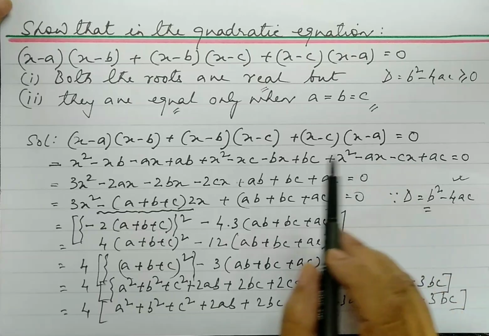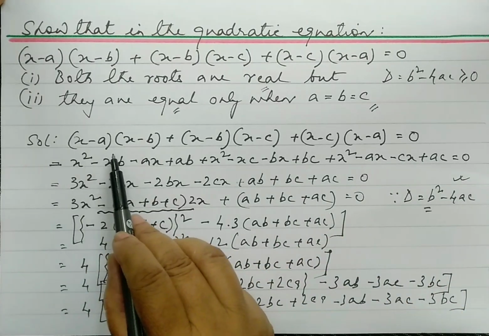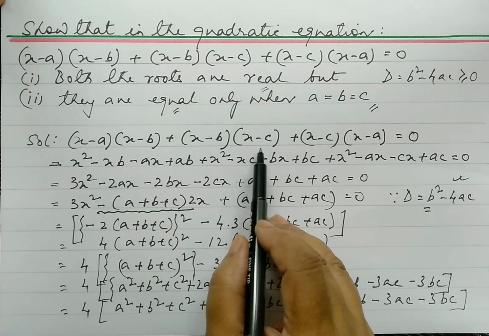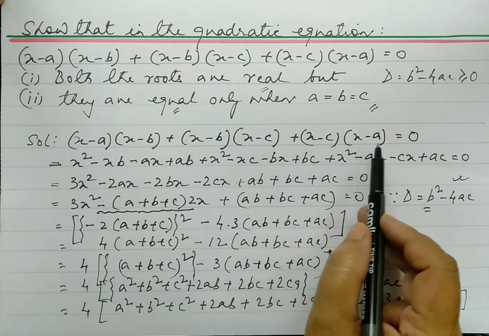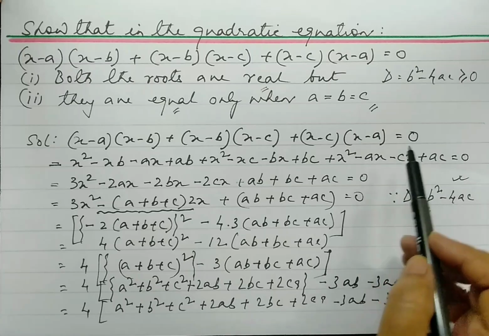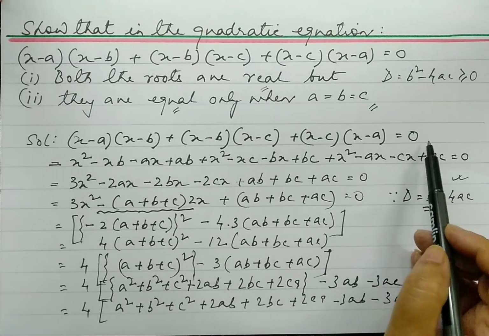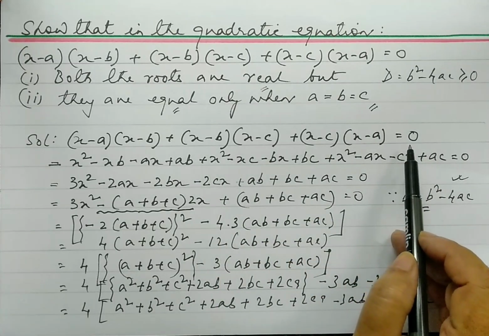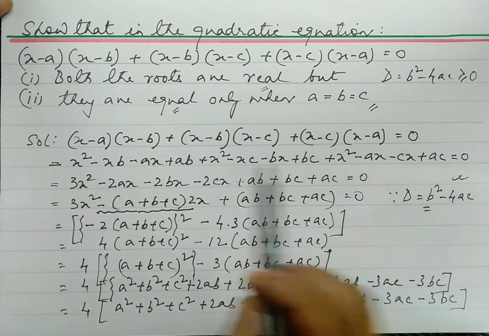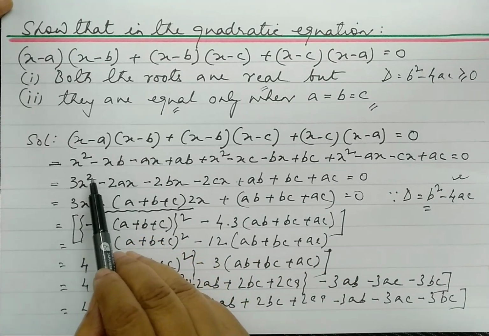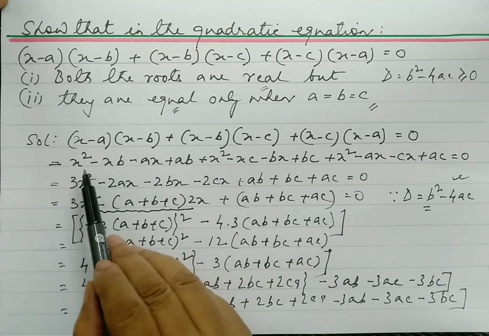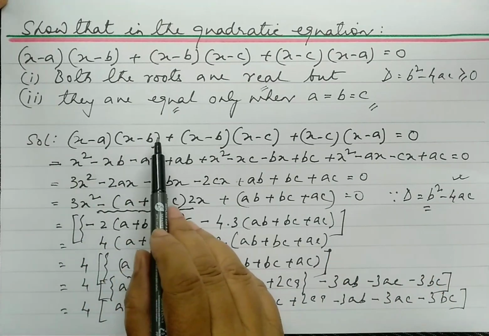So we have (x minus a) multiplied by (x minus b), and so on and so forth. I have copied this question here, which is equal to 0. So this is a quadratic equation. Let's see how we can come up with the proper quadratic form. First of all, we need to multiply.